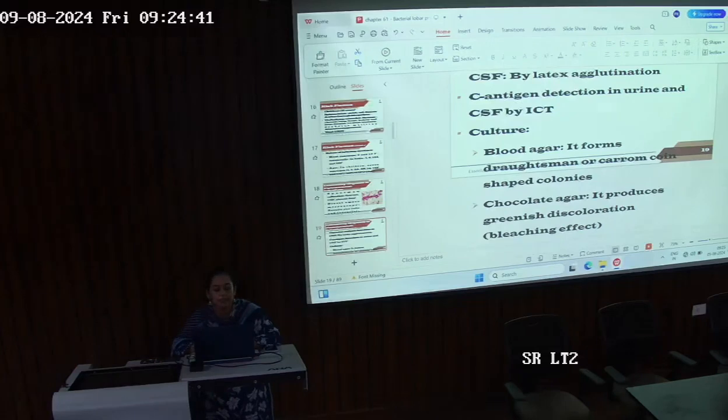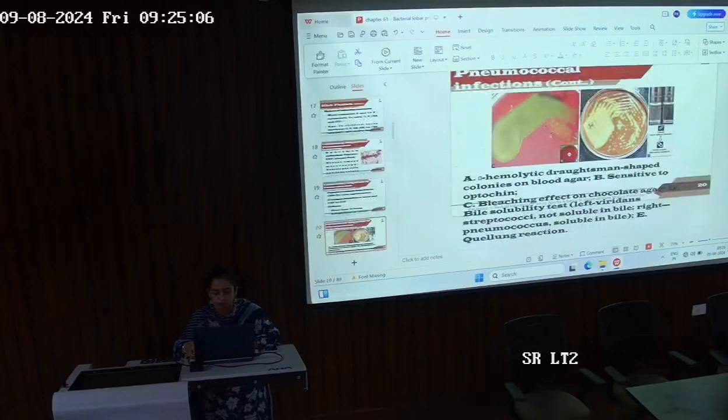Then in CSF, we can identify by latex agglutination, and C antigen detection in urine and CSF by rapid diagnostic test. Then culture: on blood agar it gives the Draughtsman or carom coin appearance. On chocolate agar it produces greenish discoloration or a bleaching effect. Alpha hemolytic colonies are seen here.